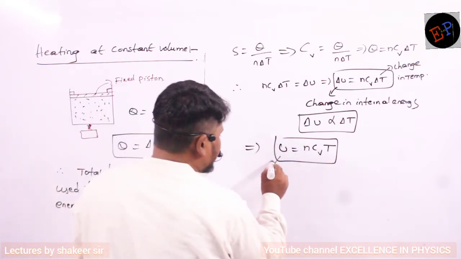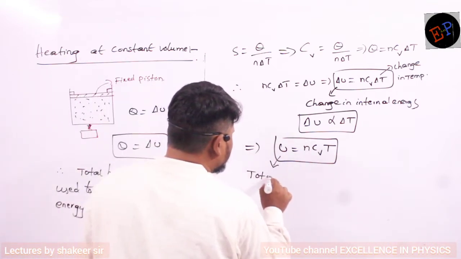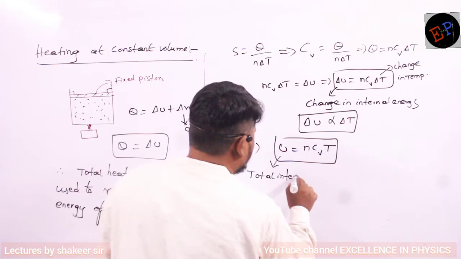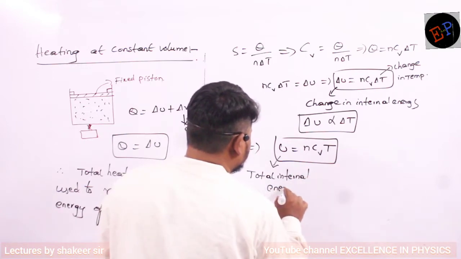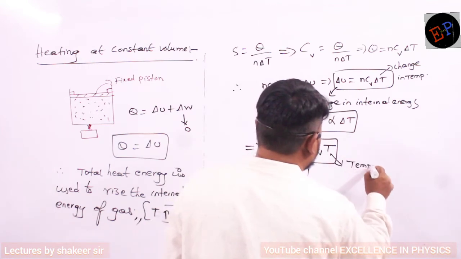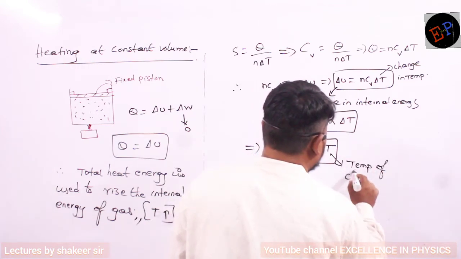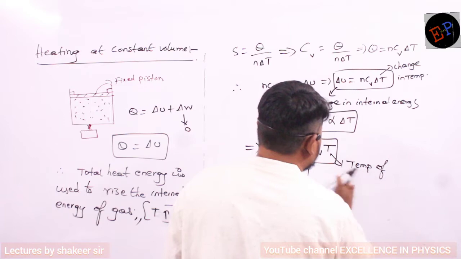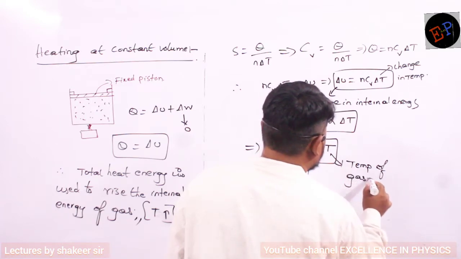So U is called the total internal energy. And T is called the temperature of the gas. It is not change in temperature. It is just the temperature of the gas.